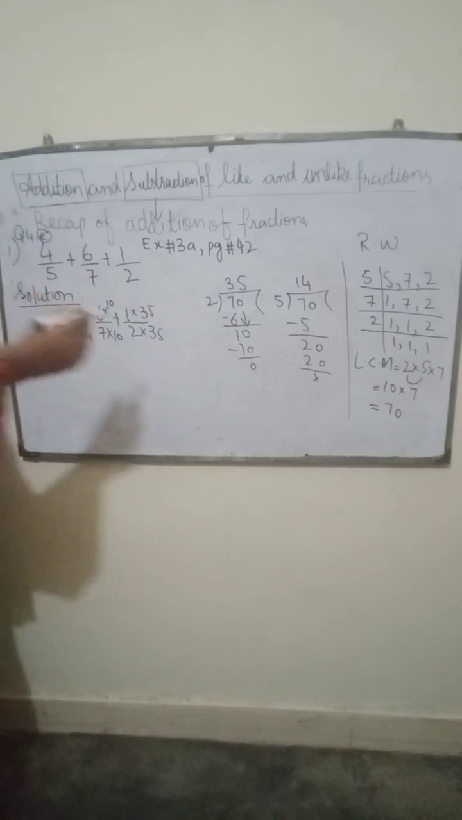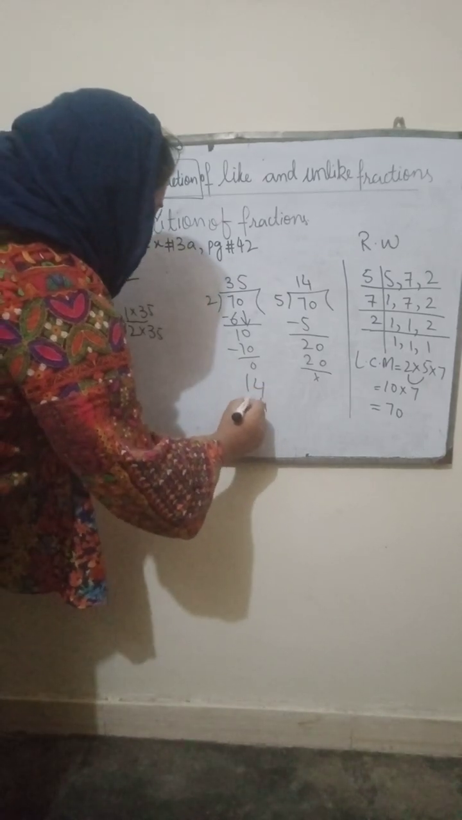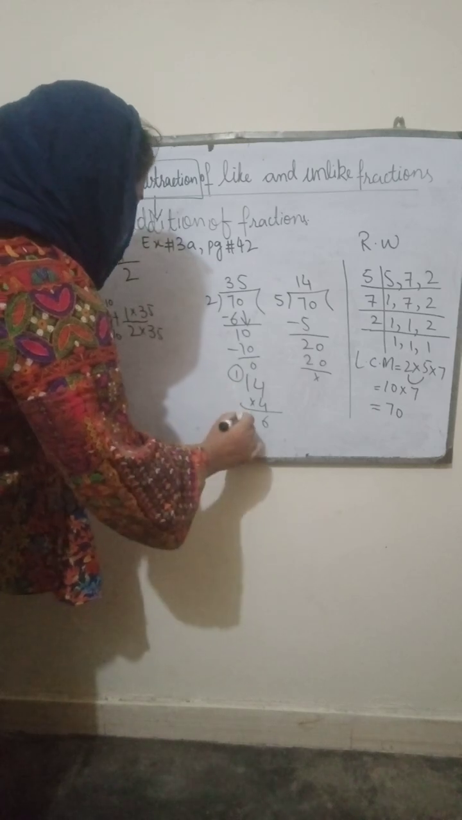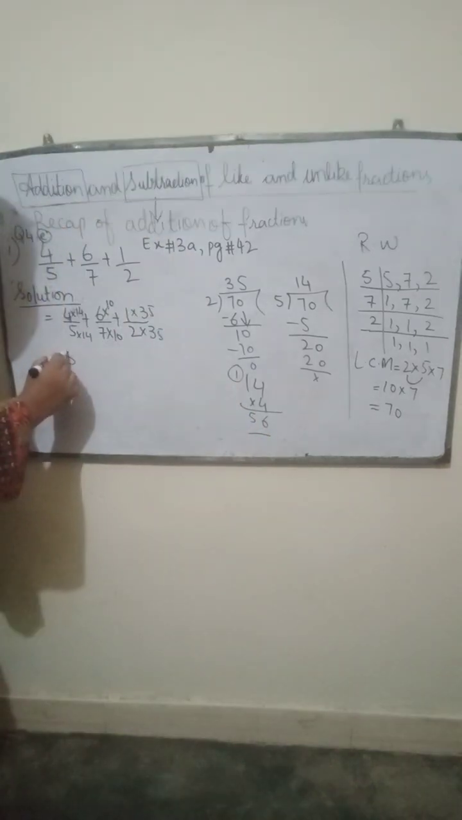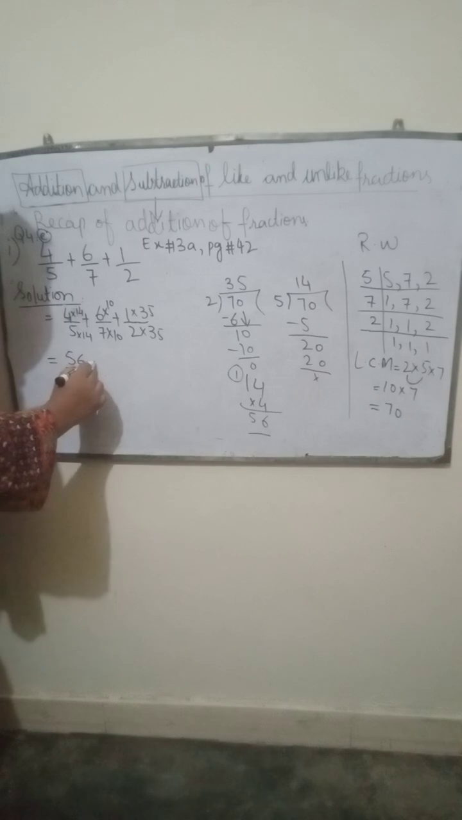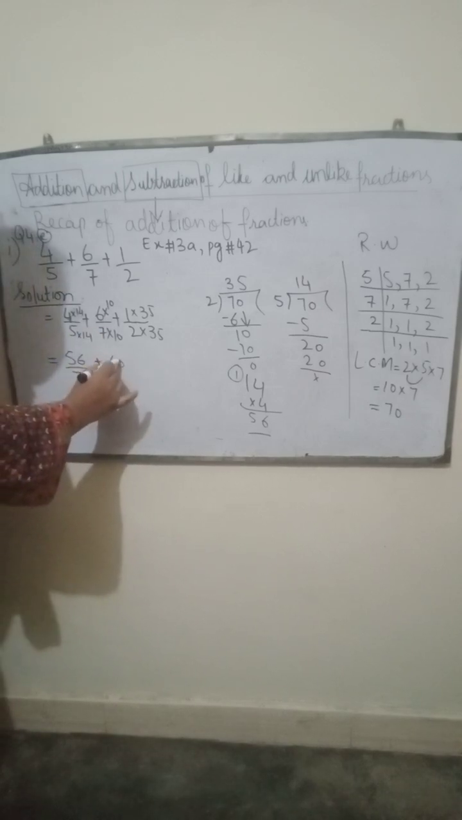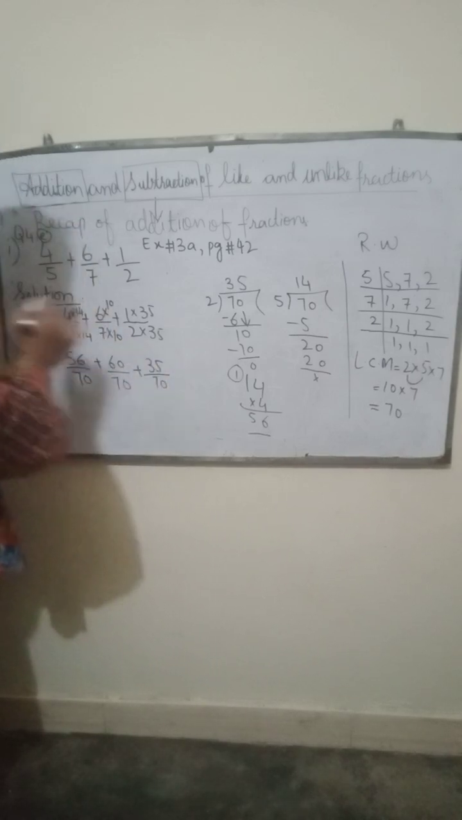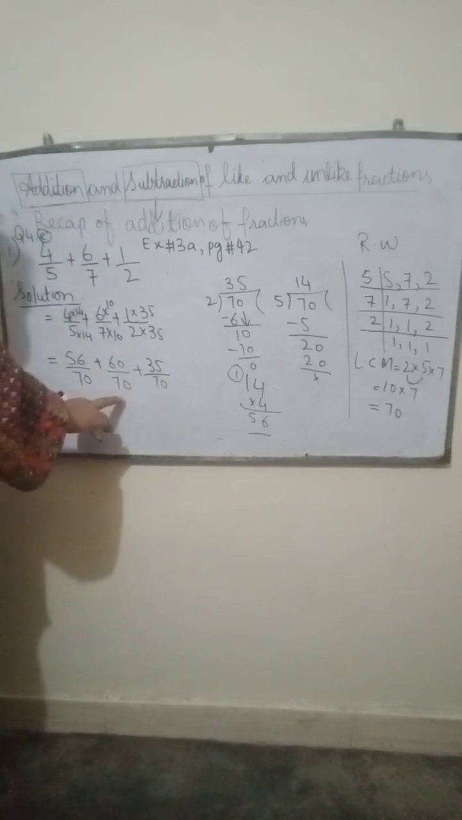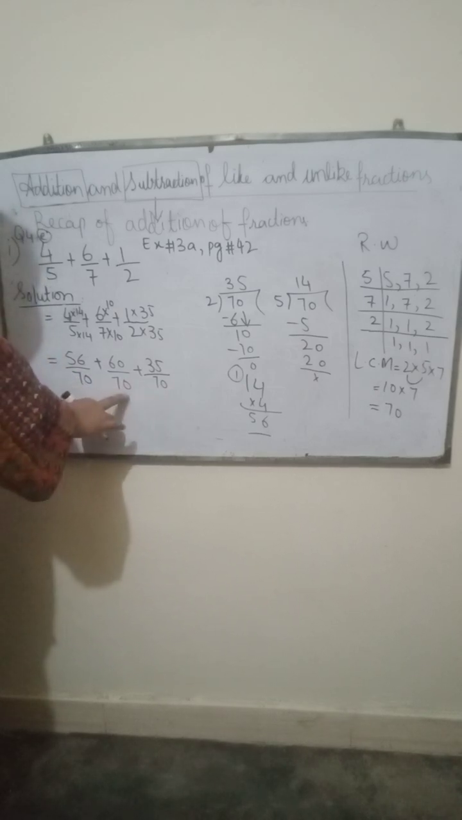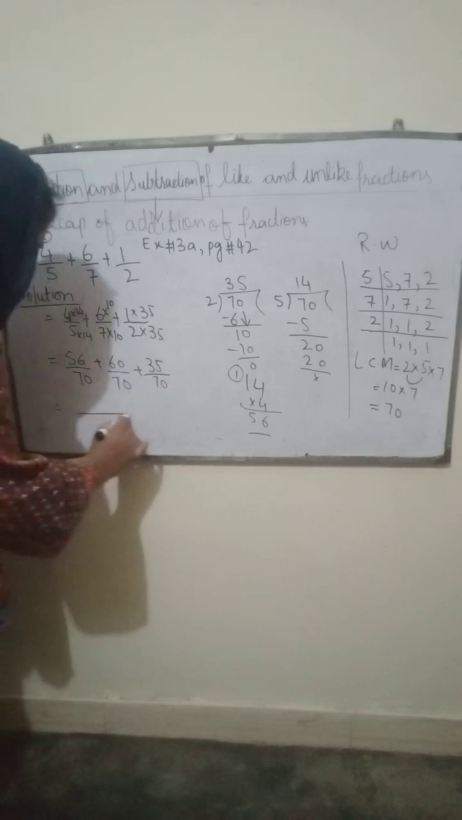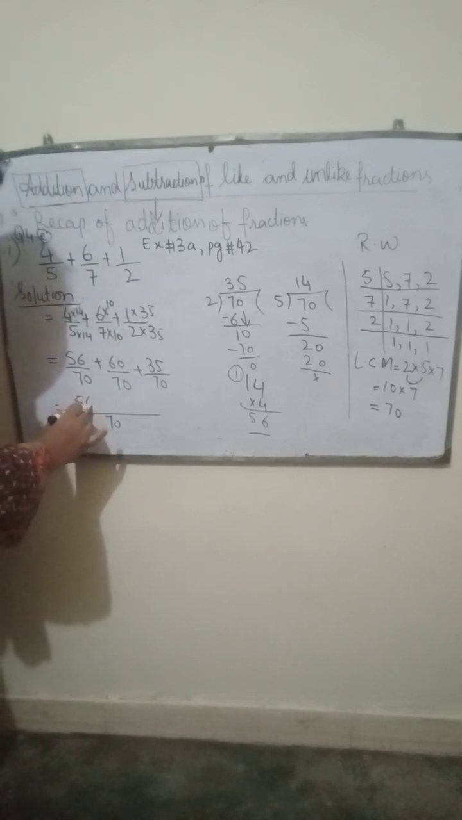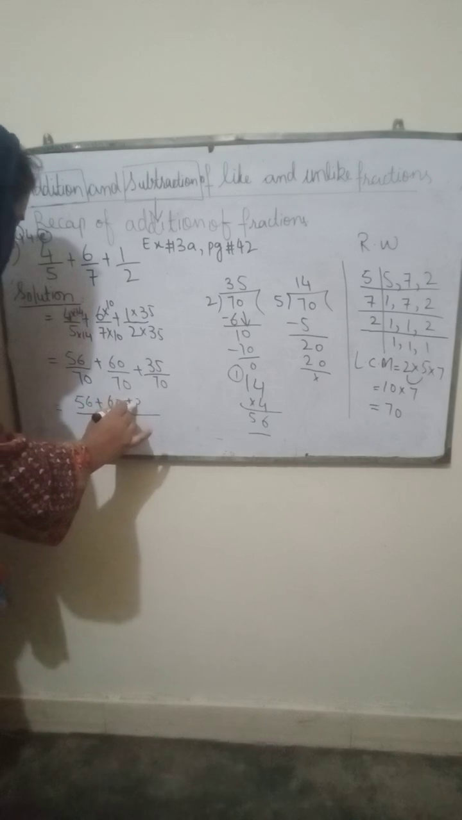Now 14 times 4. You have to do the rough work aside for each and everything. 4 4s are 16, 4 1s are 4 and plus 5. Okay, so it is 56 over 70 plus 60 over 70 plus 35 over 70. So students, I am very happy to see that we have converted these fractions into like fractions. Now, these are like fractions, and write the denominator one time. 56 plus 60 plus 35.